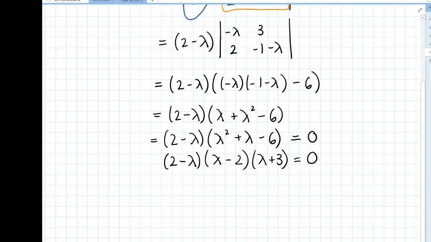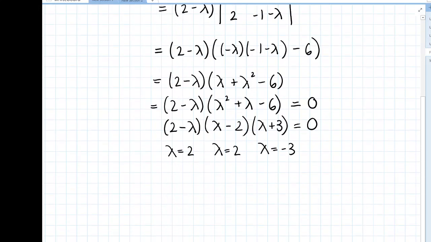But in this case, we can just set each factor equal to 0, right? So we have lambda is equal to 2, we get another lambda is equal to 2, and then we get lambda is equal to -3. And so our two eigenvalues in this case would be lambda 1 is equal to 2, and our second one would be lambda 2 is equal to -3.